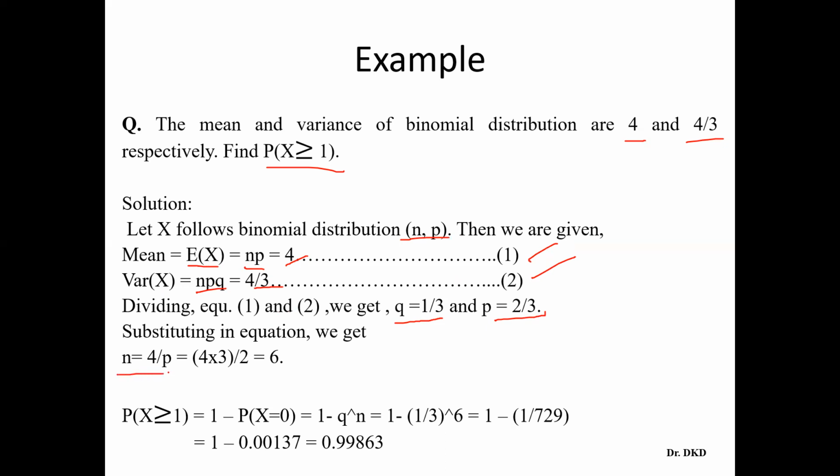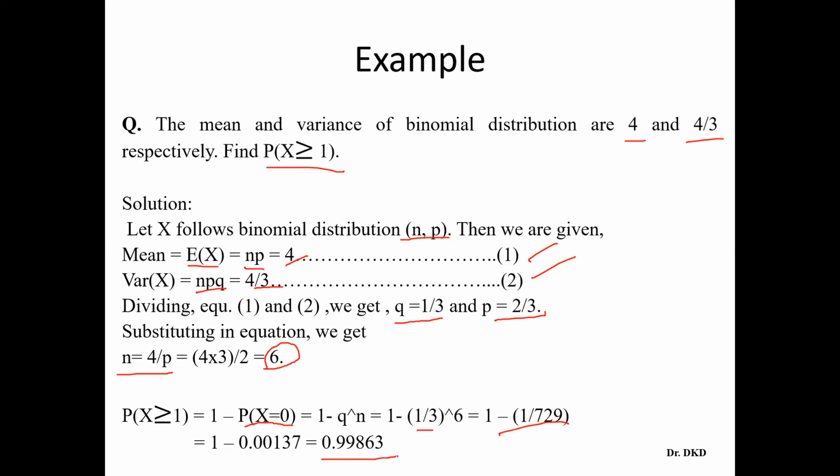So n is 4 by p, and p is already found to be 2 by 3, so n equals 6. The total number of trials is 6. The question asks for the probability of x greater than or equal to 1. The total probability is 1, so it is 1 minus the probability of x equal to 0, which means failure every time: 1 minus q to the power n. The value of q is 1 by 3, so 1 minus (1 by 3) to the power 6. We can calculate like this, and this is the answer.